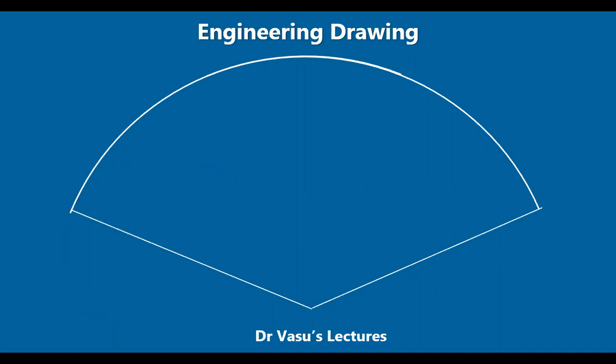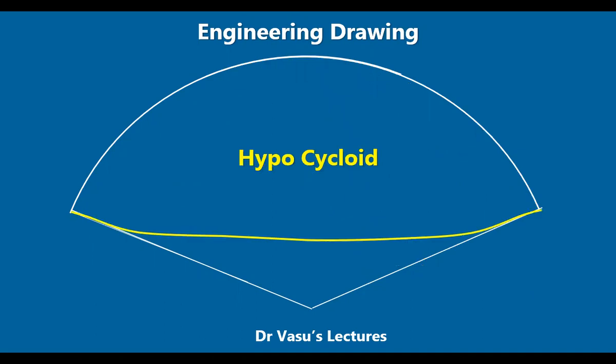Now we are going to see the construction of a hypocycloid. A hypocycloid is the curve we get when a circle rolls inside another circle.